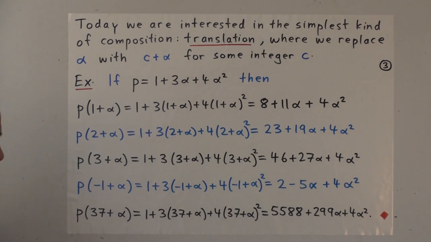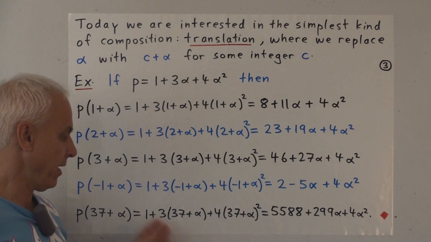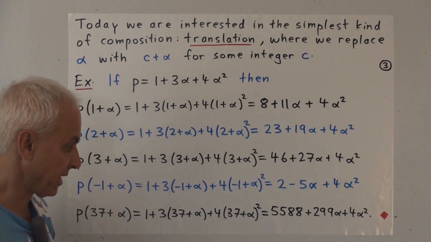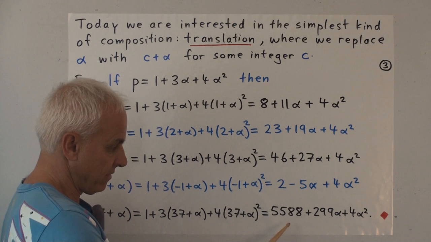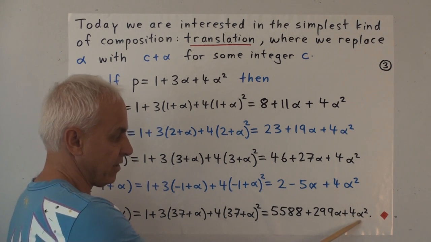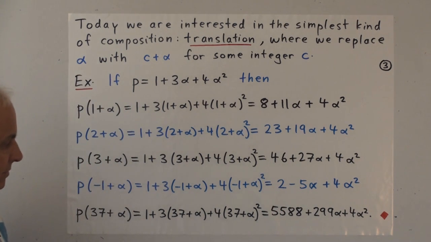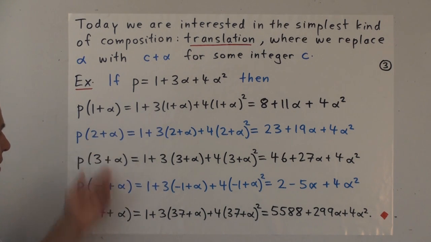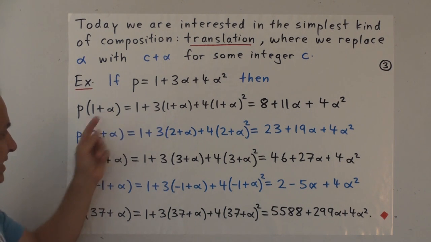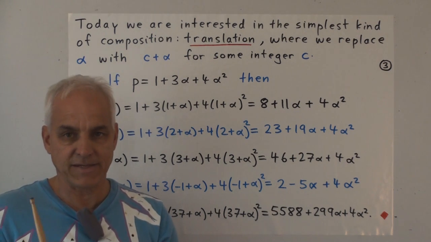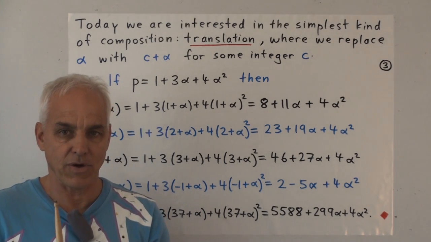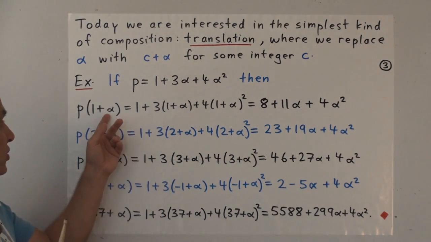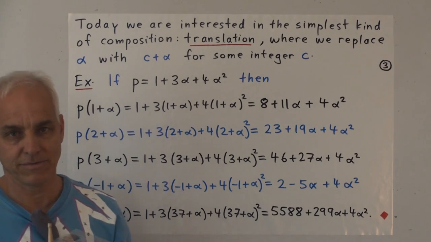And of course, the numbers don't have to be small ones. We could have p of 37 plus alpha, for example. Then we would have 37 plus alpha here and here. When we expand all that with a bit of arithmetic, we get 5588 plus 299 alpha plus still 4 alpha squared. Of course, we could do hundreds of different examples like this. These are all called translates of alpha because we're replacing alpha with the simplest kind of thing, essentially, which is not really a constant or an alpha itself, which is just alpha plus a number.